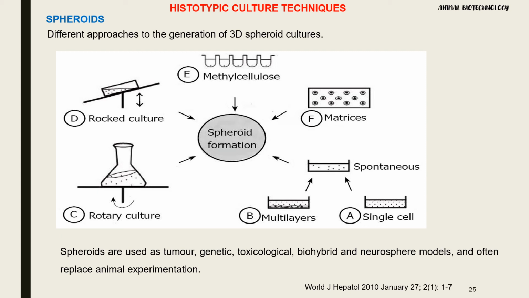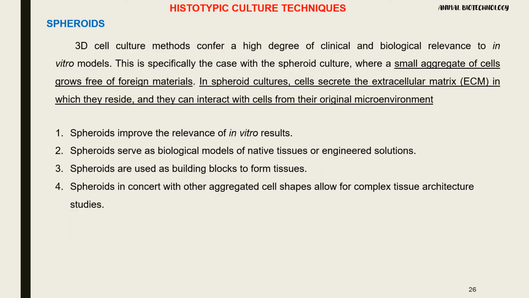Micromolded non-adhesive agarose hydrogel matrices can also be used, as shown in F. In many research works and studies, spheroids have replaced animal experiments. Spheroids are used as in vitro models for many clinical and biological studies. The spheroidal cells secrete extracellular matrix in which they reside, and they can interact with cells from their original microenvironment. Spheroids are used as building blocks to form tissues.